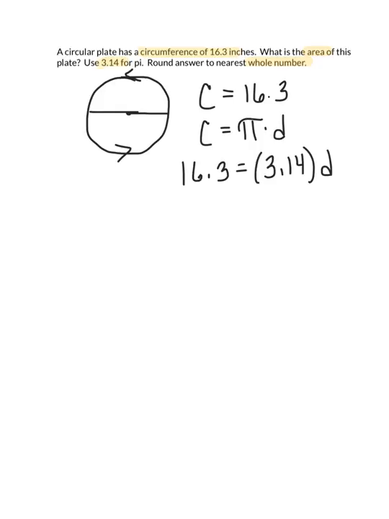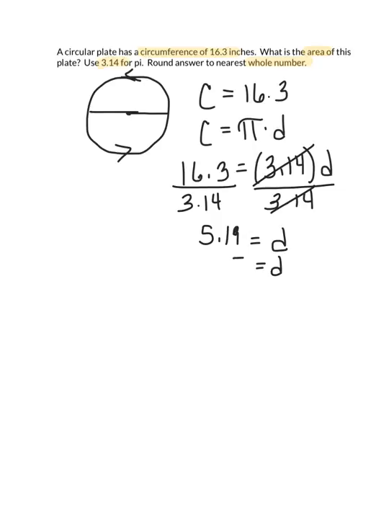How do we get the d by itself? Well, since we're multiplying d by 3.14, the opposite of multiplying is to divide by 3.14. So I'm going to divide both sides by 3.14. I'm going to cross these out because they become 1. D is by itself. Then I'm going to use my calculator and do the division. When I do that, I get 5.19, and it does keep going. But it says to round my answer to the nearest whole number, so 5.19 would round to 5.